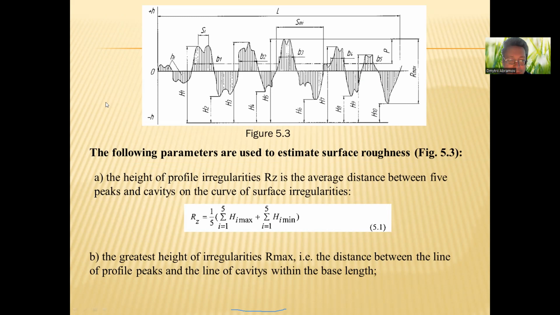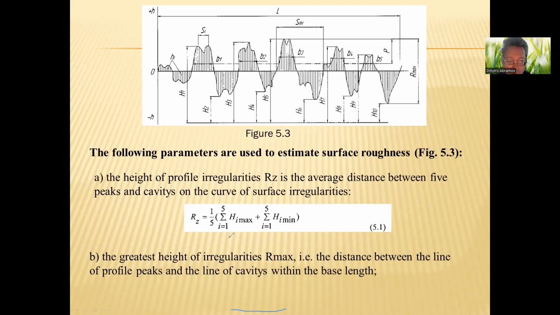The following parameters are used to estimate surface roughness, like in figure 5.3. A. The height of profile irregularities, R suffix Z, is the average distance between 5 peaks and cavities on the curve of surface irregularities. And we can calculate parameter R suffix Z using the formula 5.1.